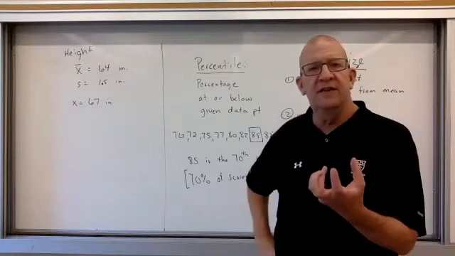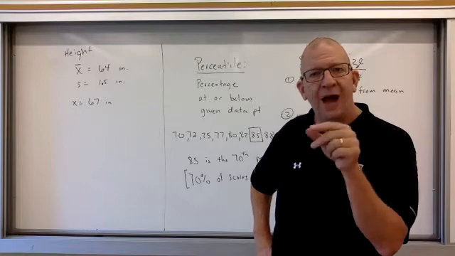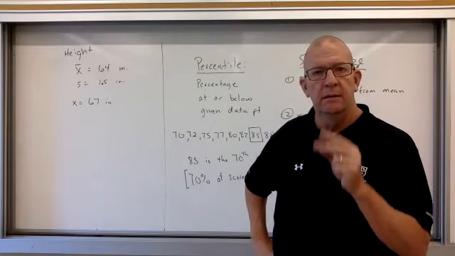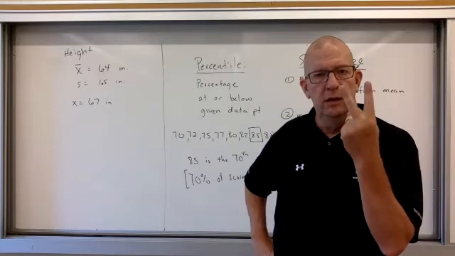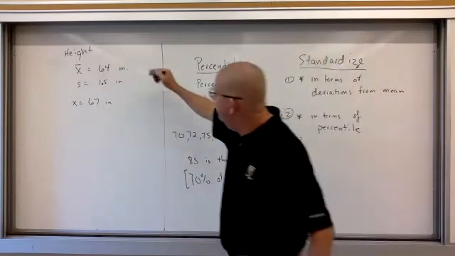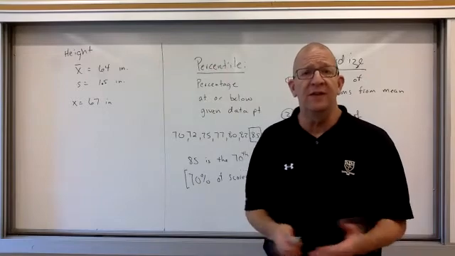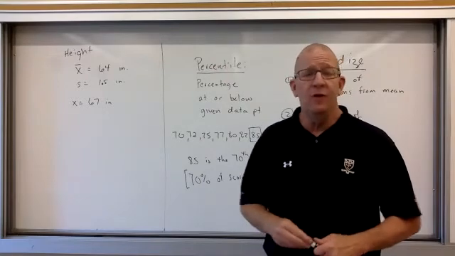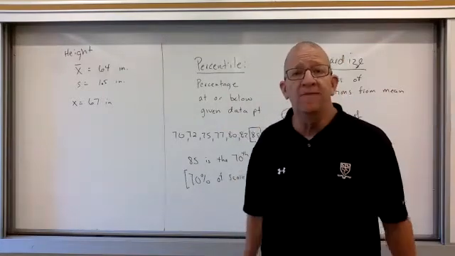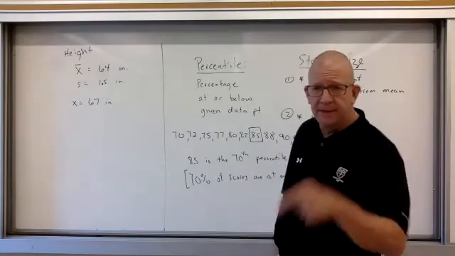How far is 67 from 64? 3. How many standard deviations is that? 2. Right? Because what does this say right here? This says, look, the average height for adult women is 64 inches with a standard deviation of 1.5. That means if you pick any random adult woman, she's going to be on average 1.5 inches away from 64.